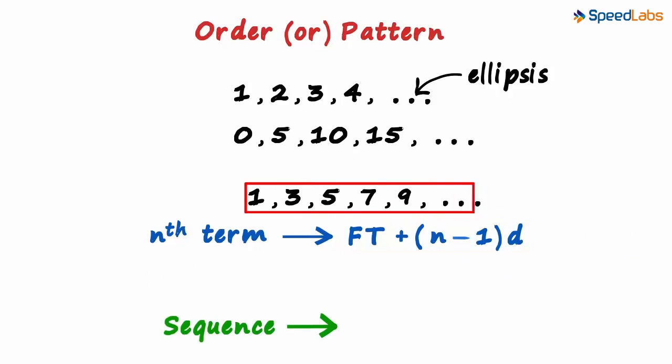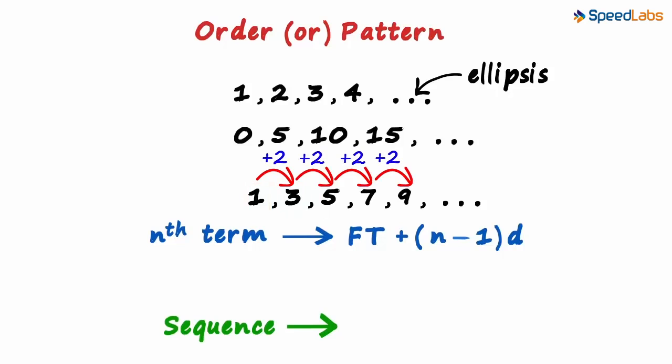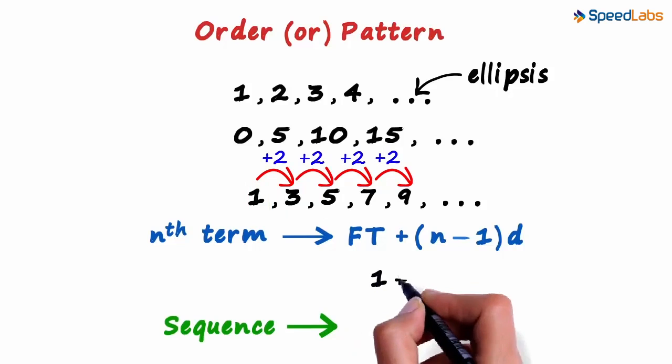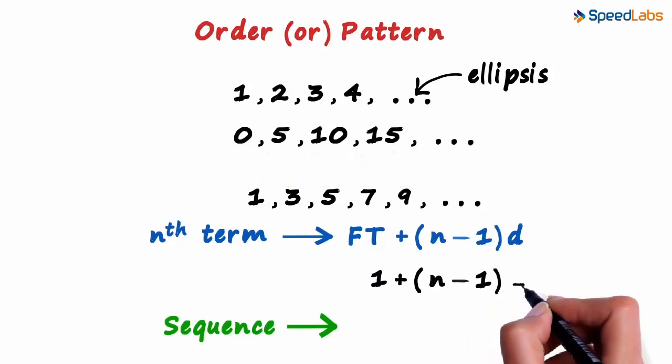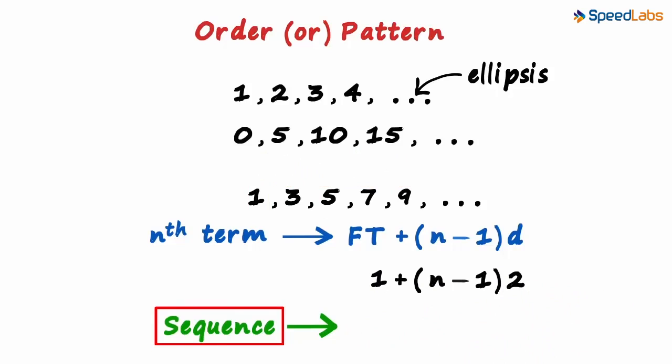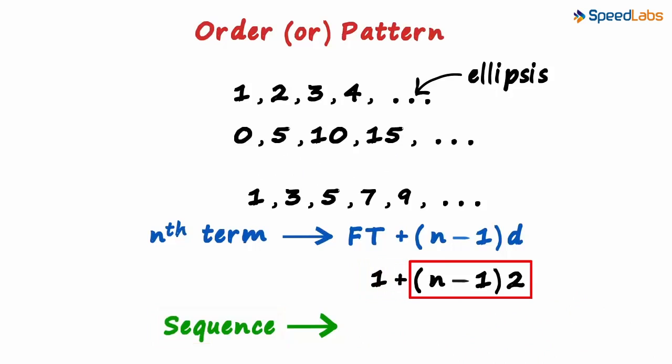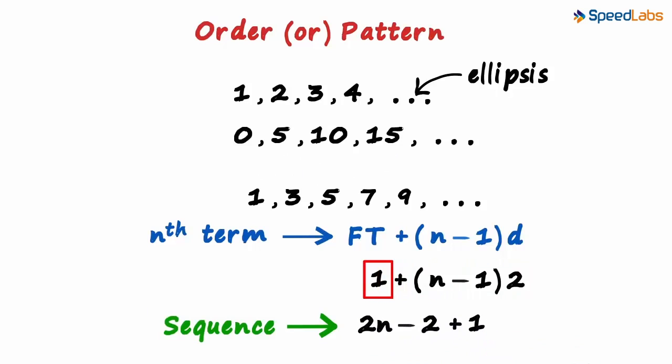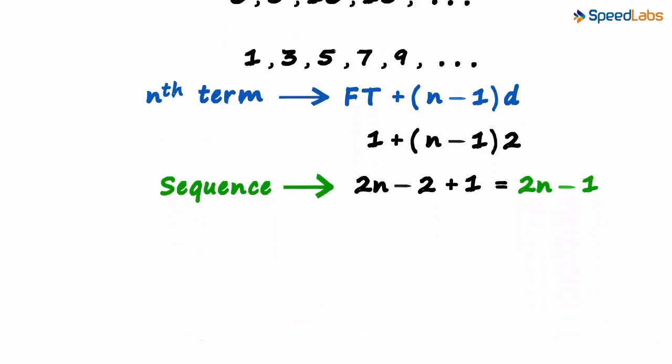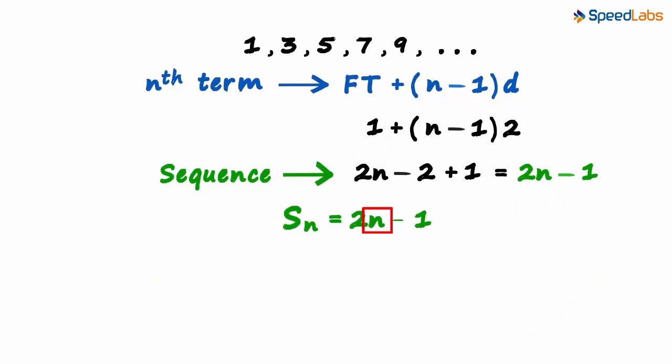In this example, as the first term is 1 and the common difference is 2, the nth term will be 1 plus n minus 1 times 2. How do we define a particular sequence? We just solve this further. Expanding this gives us 2n minus 2 and we add the 1. This gives us 2n minus 1. Here, n takes the value of all natural numbers. Don't forget, n is the term number.